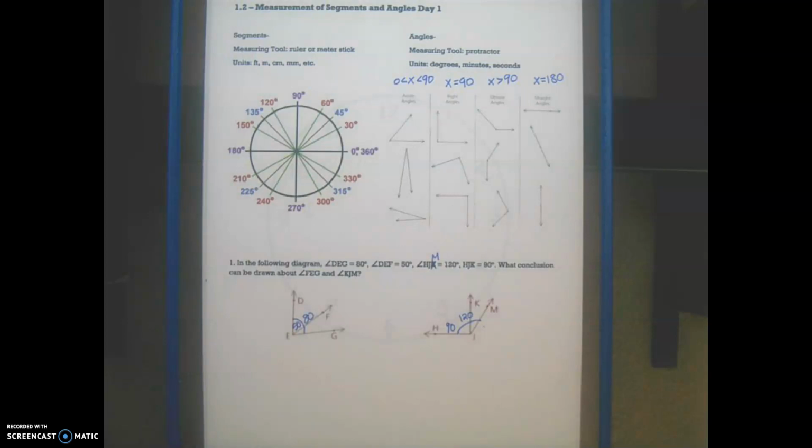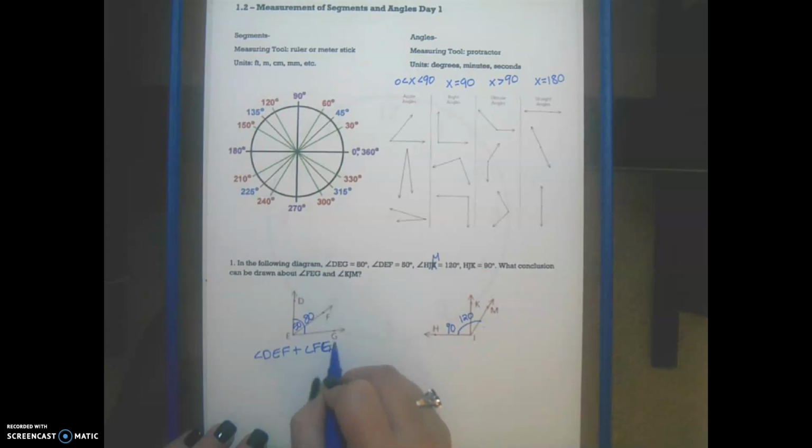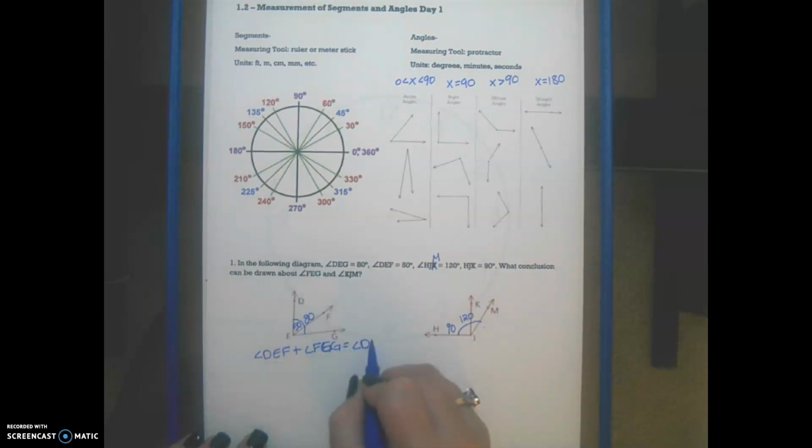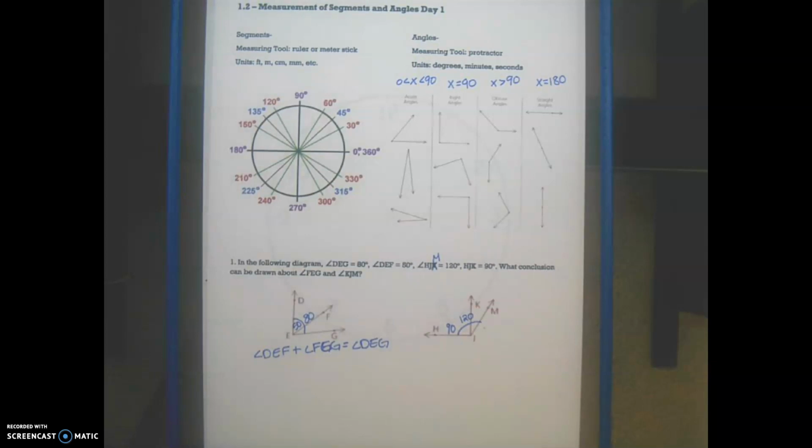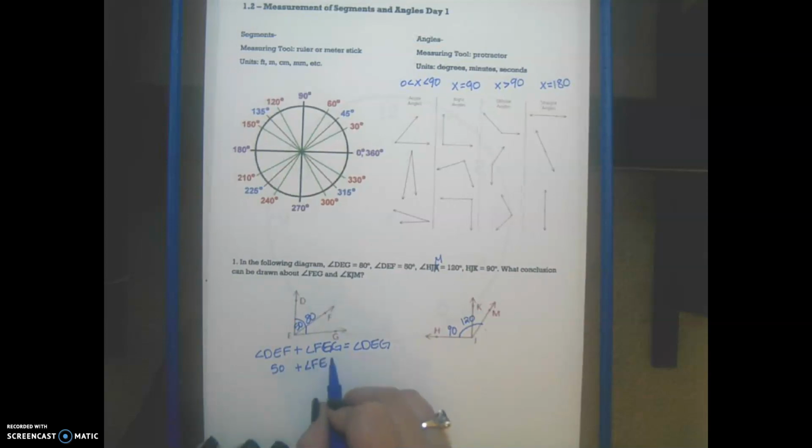Well, first let's find out what we can about these two angles, starting with FEG. Well, I know that angle DEF plus angle FEG is equal to angle DEG. And let's plug in what I know about those angles. I know that DEF is equal to 50 degrees. I don't know the measure of FEG, but I do know that DEG is 80 degrees. So I can now solve for FEG by subtracting 50 from both sides of my equation. And I know that angle FEG is equal to 30.